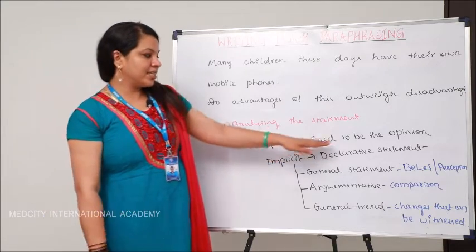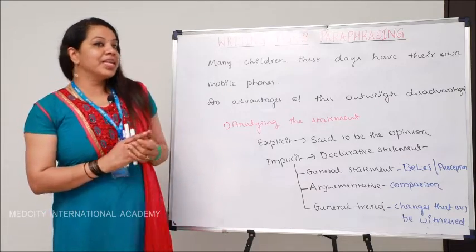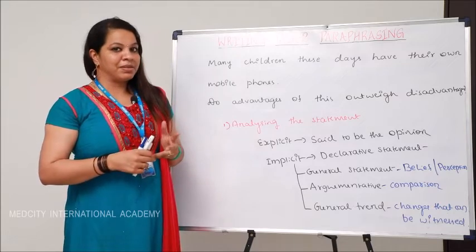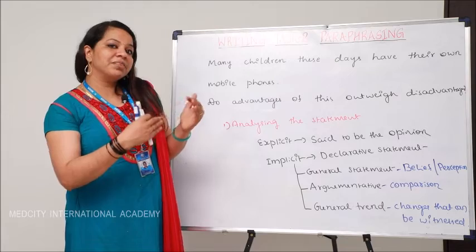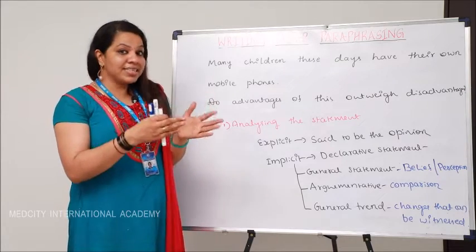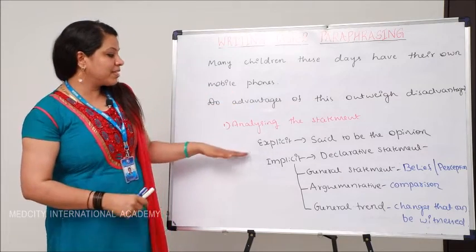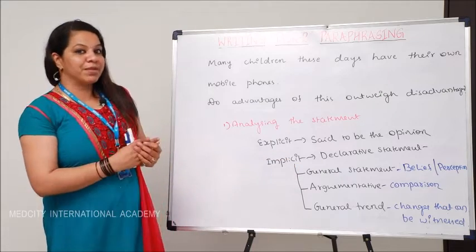Explicit statements are those which are said to be the opinion of some people. You might have seen statements that start with 'some people believe', 'certain people believe', 'many people think', or 'most of the people believe'. Whenever the statement starts with these words, it shows that it is the opinion of that particular group of people, and such statements are called explicit statements.